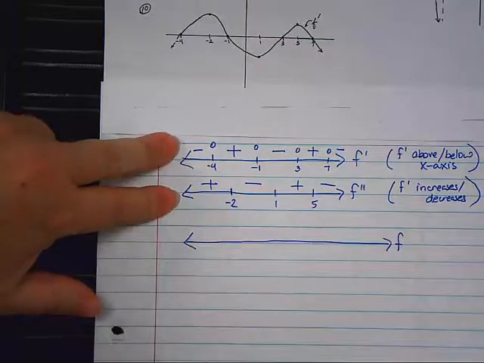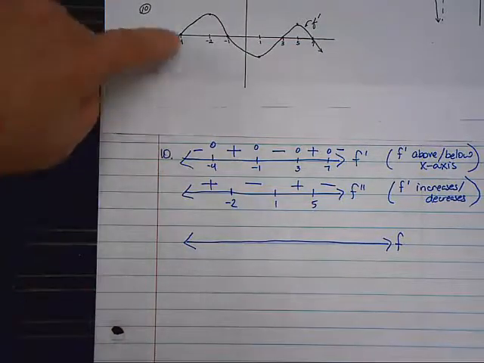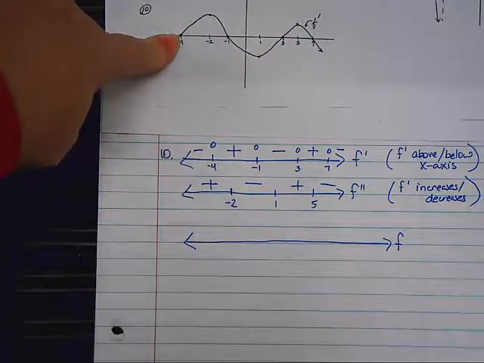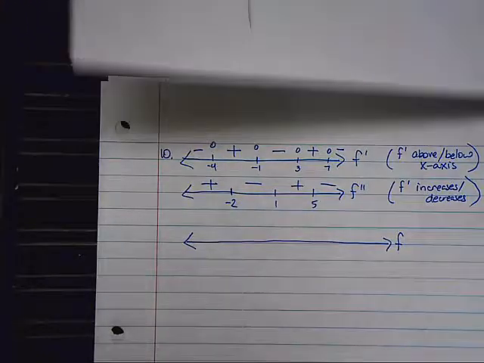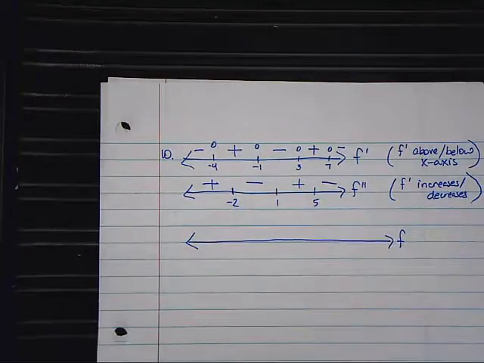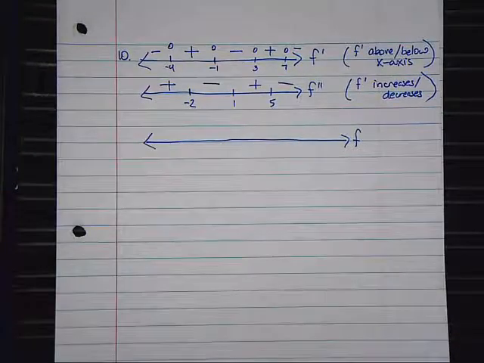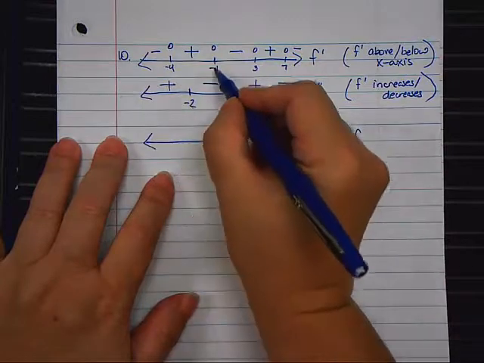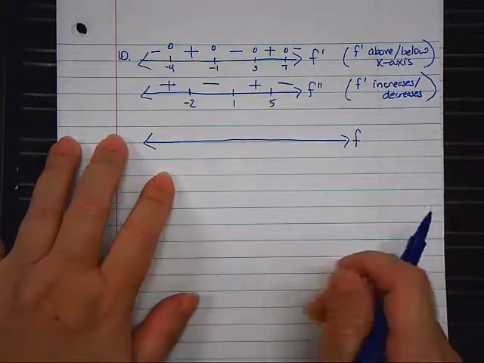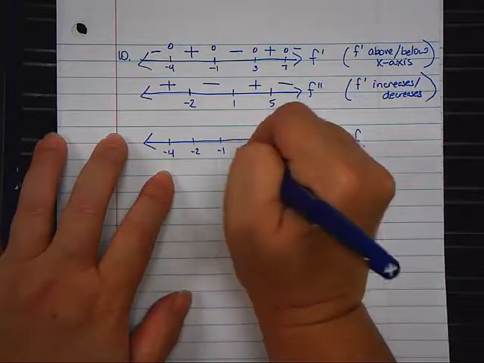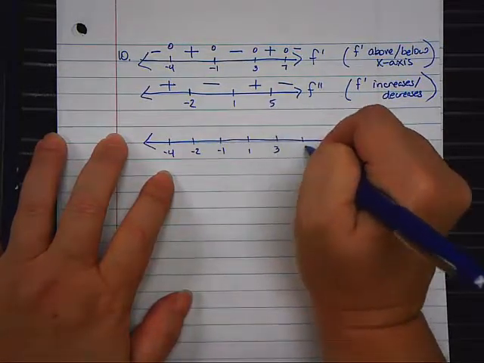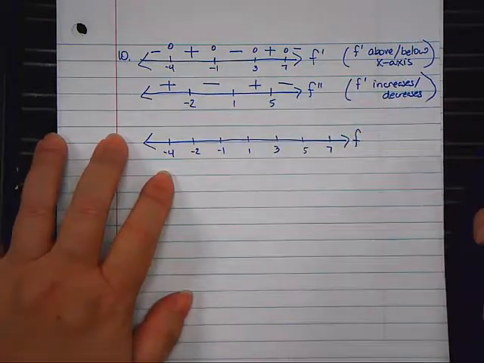Once you have these two number lines, you don't need this picture anymore, because the picture is almost more confusing than the number lines. Agreed? Okay, so throw that out of the way. We're done with that. Now, can you fill in f for me? They didn't give us any y values, and we don't know what they are, and that's okay. So now I have 1, 2, 3, 4, 5, 6, 7 numbers to put on the bottom number line. So -4, -2, -1, 1, 3, 5, and 7.